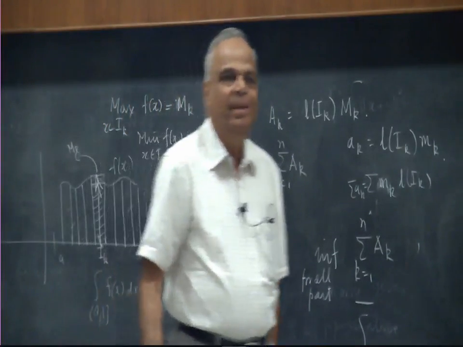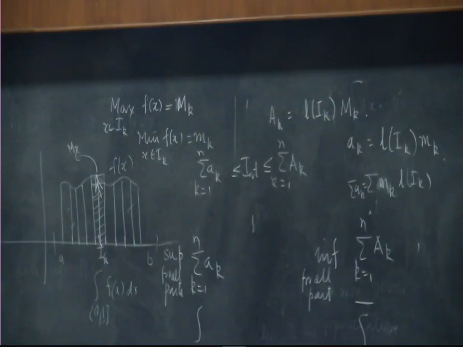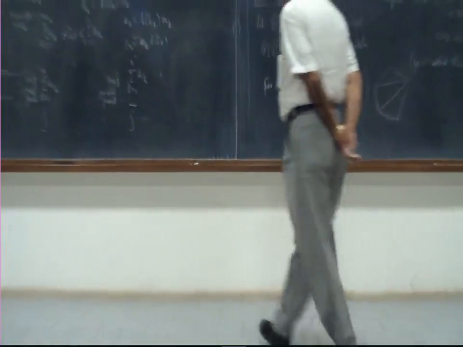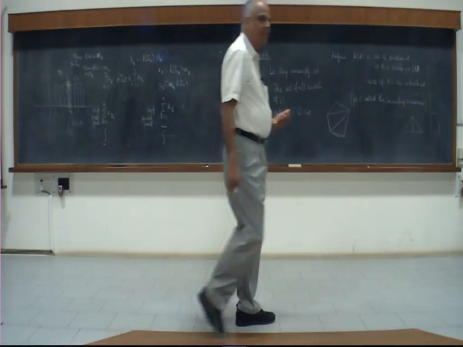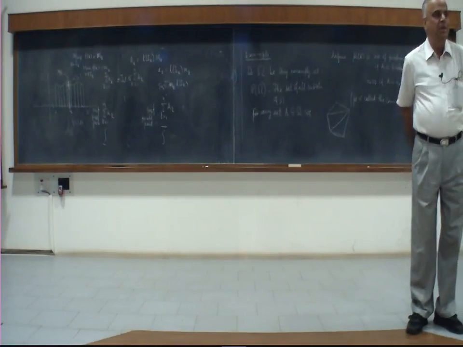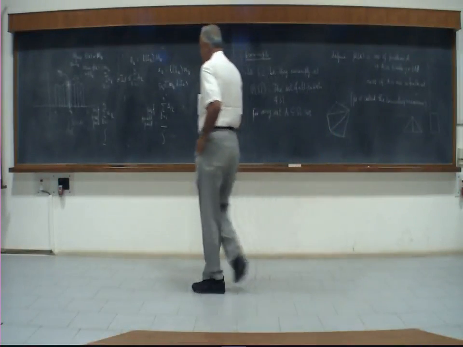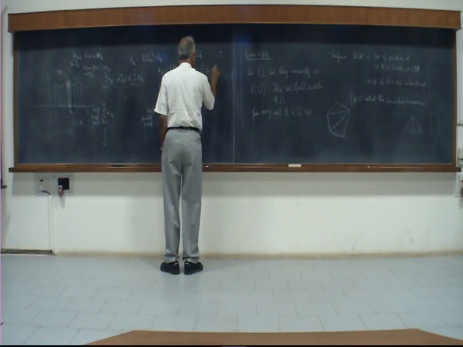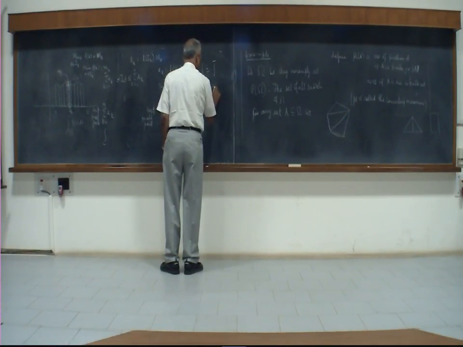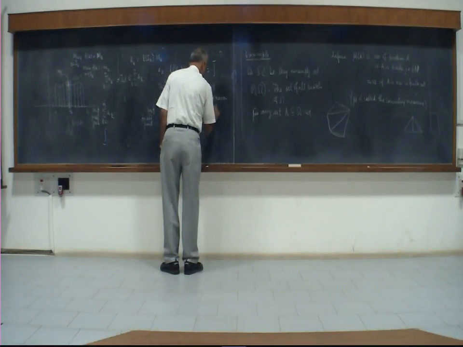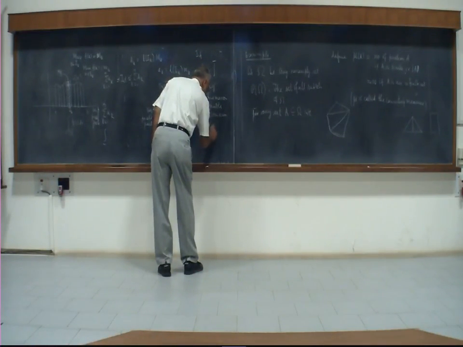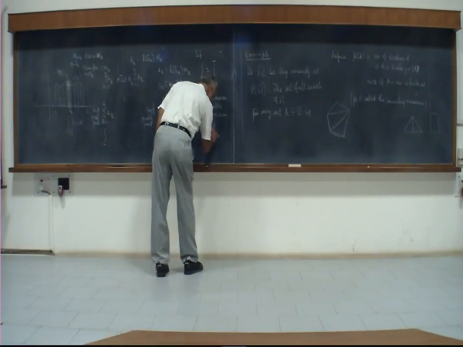And if the upper is equal to lower, he called the function integrable, and the common value is the integral. Simple common sense, absolutely no hanky-panky. So you first define overestimates, take the best overestimate, call it upper integral, define underestimates and take the best underestimate, call it the lower integral. And if integral lower equals integral upper, Riemann said, f is Riemann integrable. And the common value is the integral of f dx from a to b. That was what Riemann was.